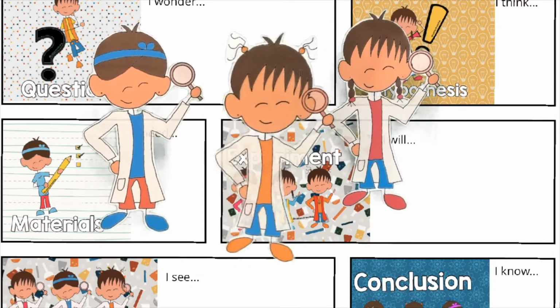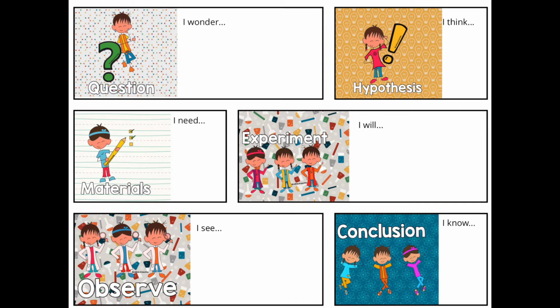We will be following the scientific method during the science experiments because it's a way for scientists to study and learn things. The scientific method consists of 6 steps. Let's go over them together.